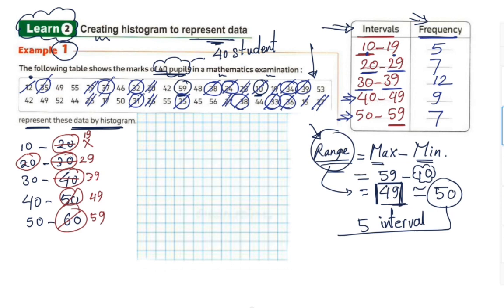Now we make the intervals from what? From the range. First I find out what the range is, from maximum value minus minimum value. I find it as 49. I approximate it to 50. I will divide this 50 or distribute it to 5 intervals, like 10, 20, 20, 30, 30, 40, 40, 50. After that, don't repeat any numbers of intervals, okay?